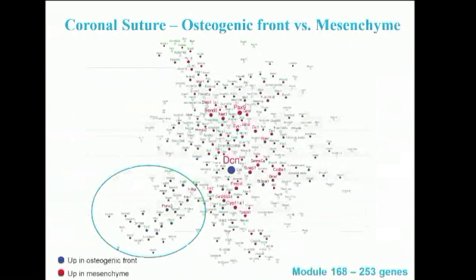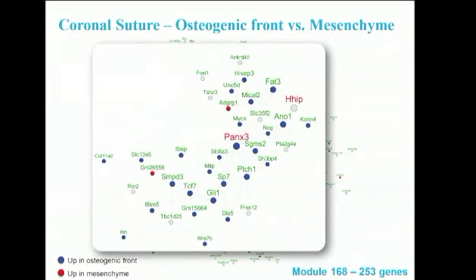Here's another network now for the coronal suture, again comparing the osteogenic front versus the mesenchyme. We have a bigger network on this end, so the attention that I wanted to focus is on this little cluster here to the bottom right, which I have blown up here. If you start looking at the genes in this little submodule within this larger module, we see PANX3, we see PTCH1, SP7, GLI1, TCF7, and all of these genes are known to be involved in stem cell maintenance, stem cell regulation, differentiation of osteoblasts.